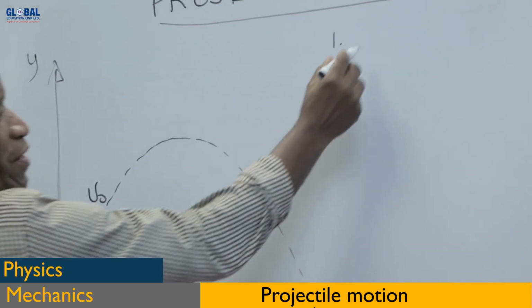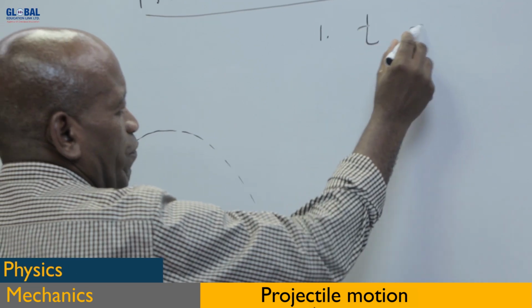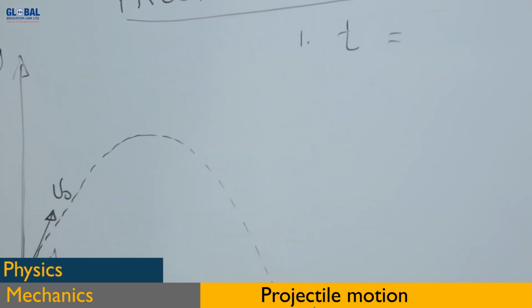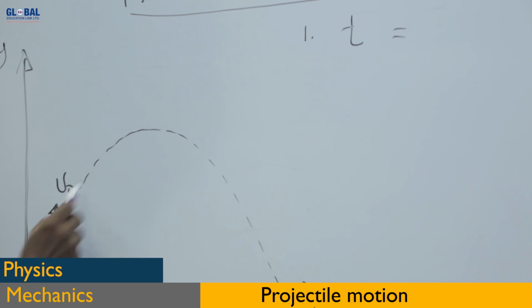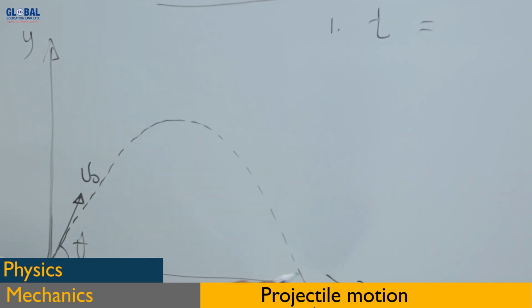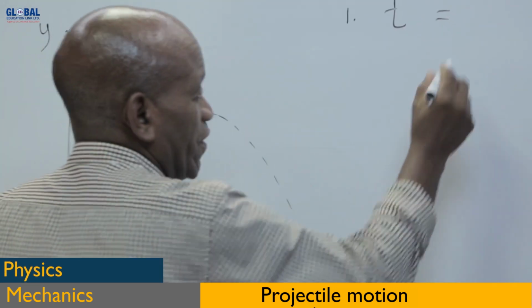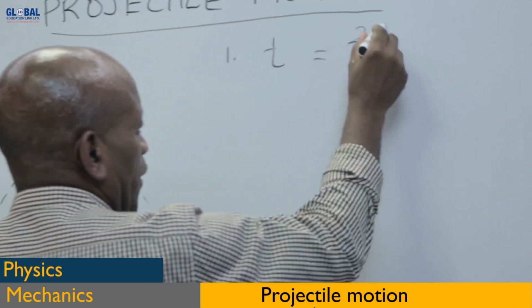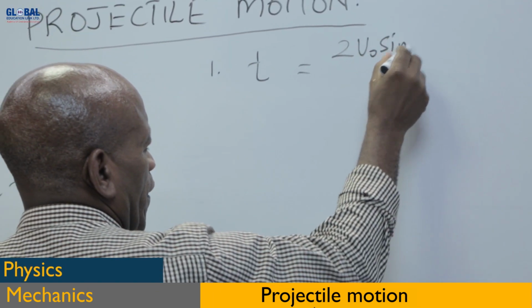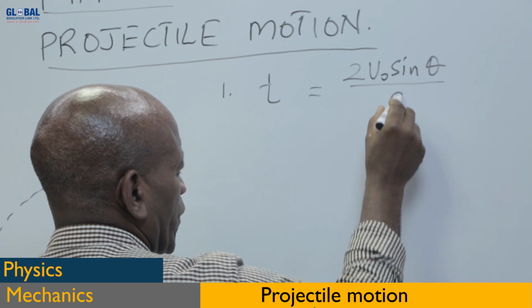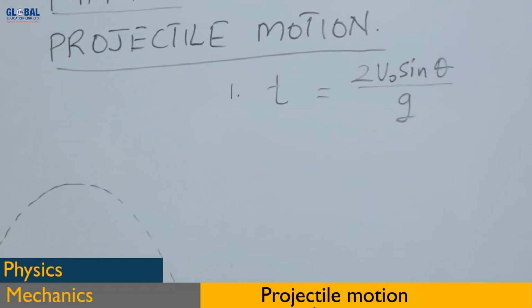The first one is the time of flight. The time of flight t is the time the body takes from the point of projection until it reaches the ground. And this is equal to 2v0 sine theta over g. This is the time of flight.